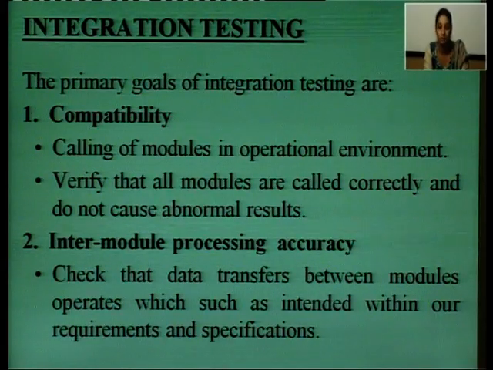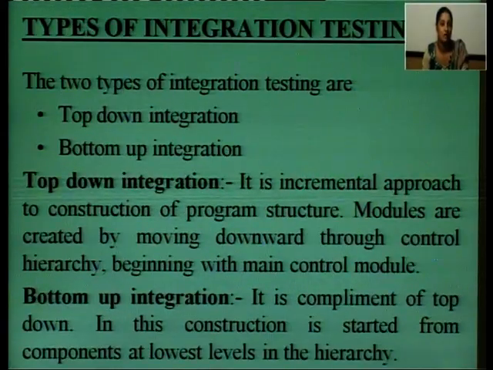Inter-module processing accuracy checks that the data transfer between modules operates as intended within our requirements and specification. It checks that each and every module gives the output according to the user requirement. Each and every module performs as the user wanted. So in this we find the various user requirements, and we check against the user requirement.